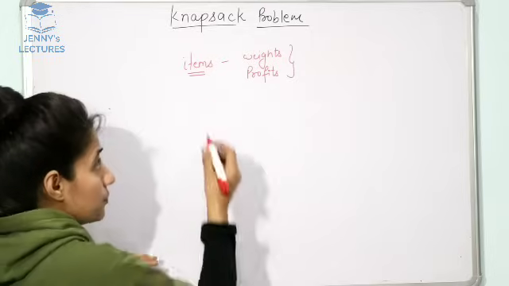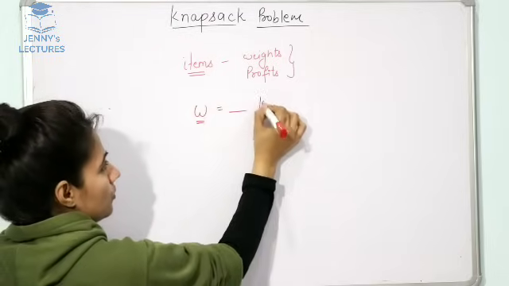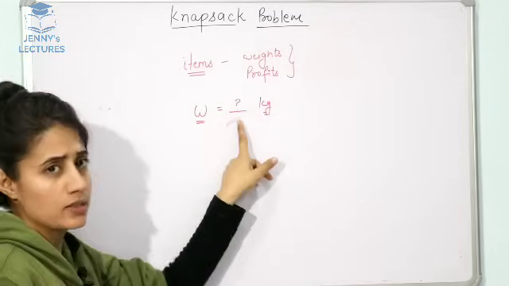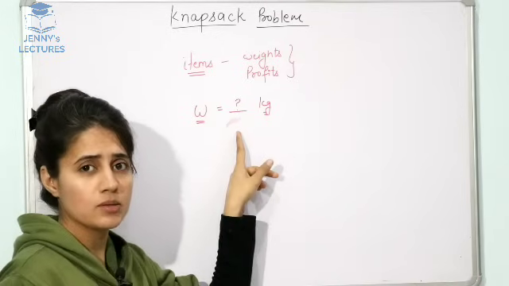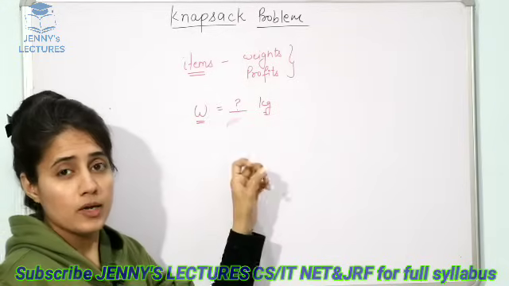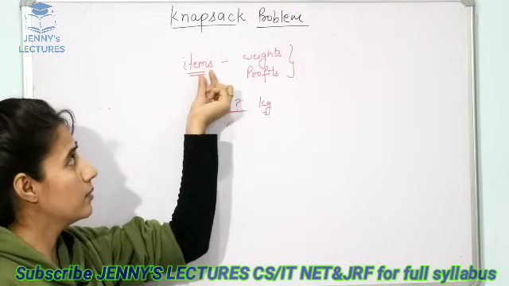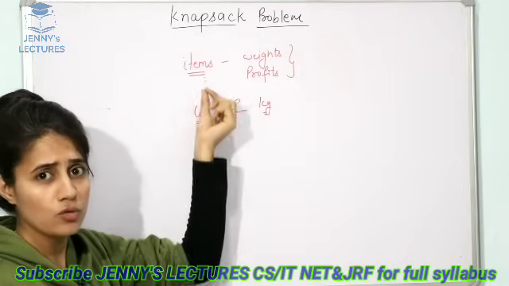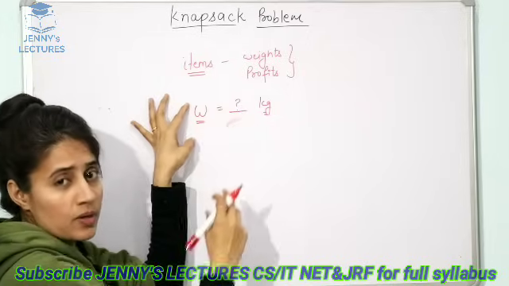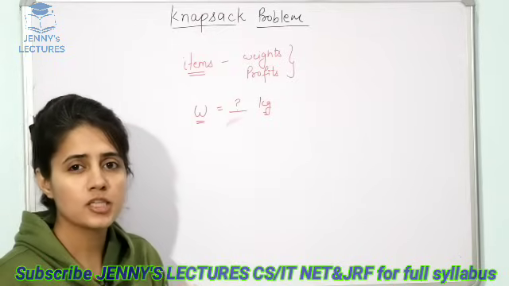Suppose one container or one bag is given whose weight is also given, or you can say the size of this is also given, some kgs. This W will decide the maximum size to store these items. Now what is this problem? Basically you have to select some items from the given items and put those items into this bag, or you can say container. You have to select these items such that you will get the maximum profit.